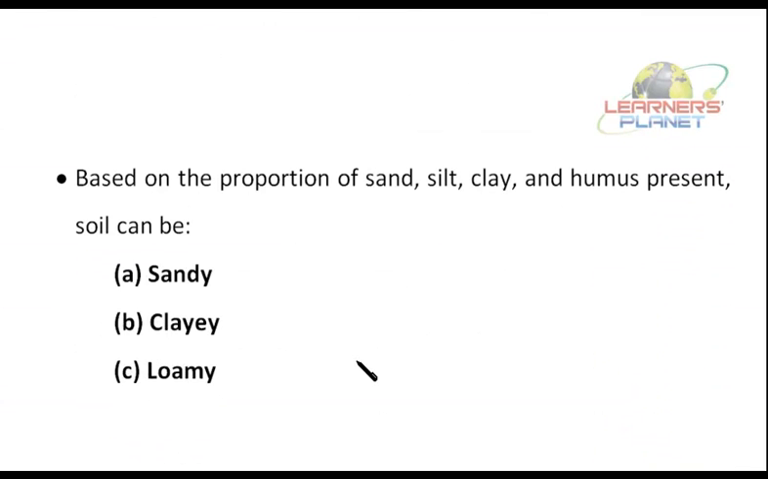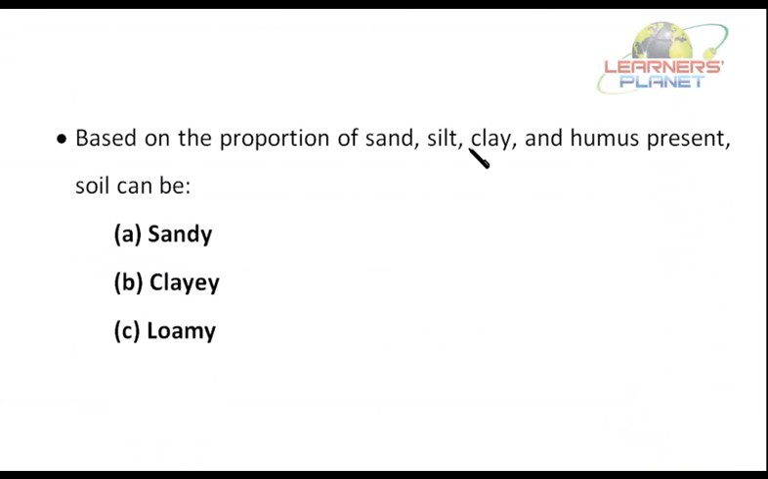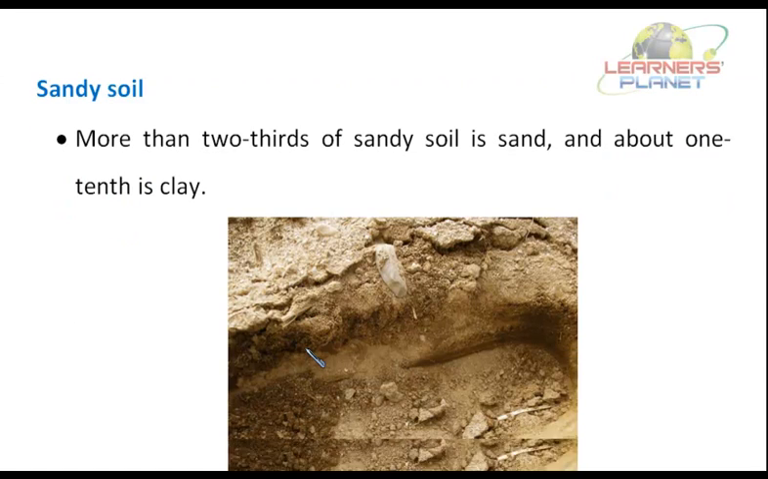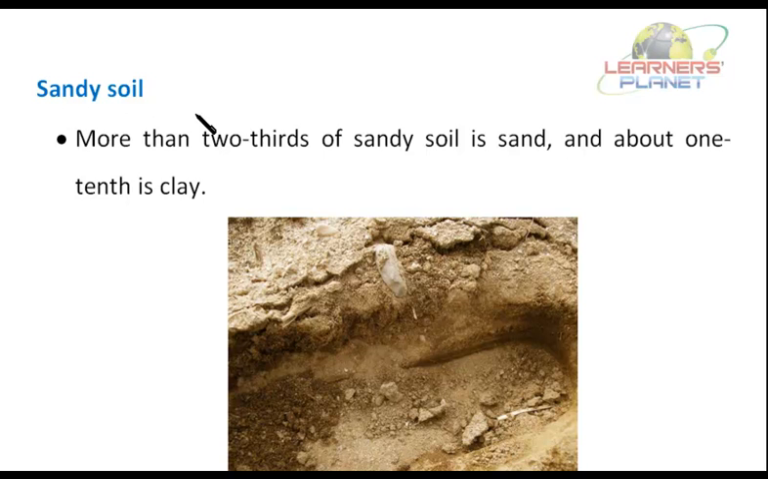So students, based on the proportion of sand, silt, clay and humus present in the soil, soil can be of 3 different types, that is sandy, clayey and loamy. So the differences between sandy, clayey and loamy soil are that the first one which we are going to discuss here is sandy soil.